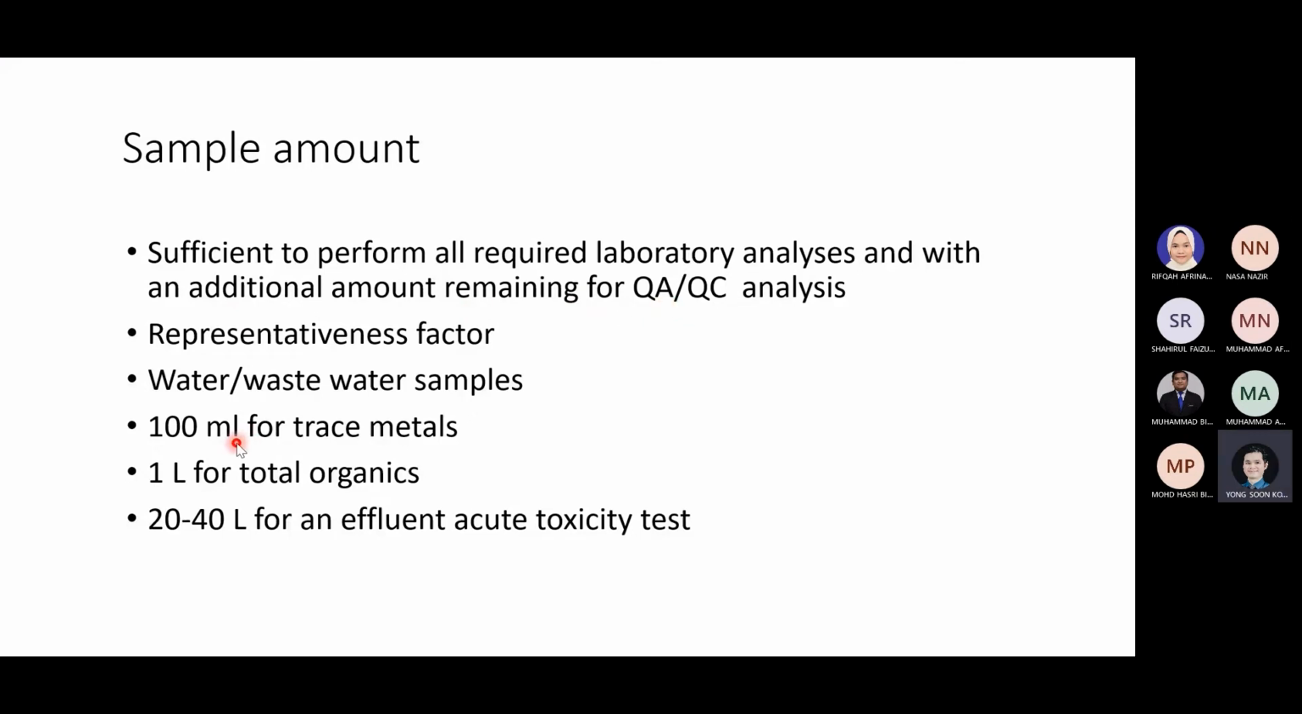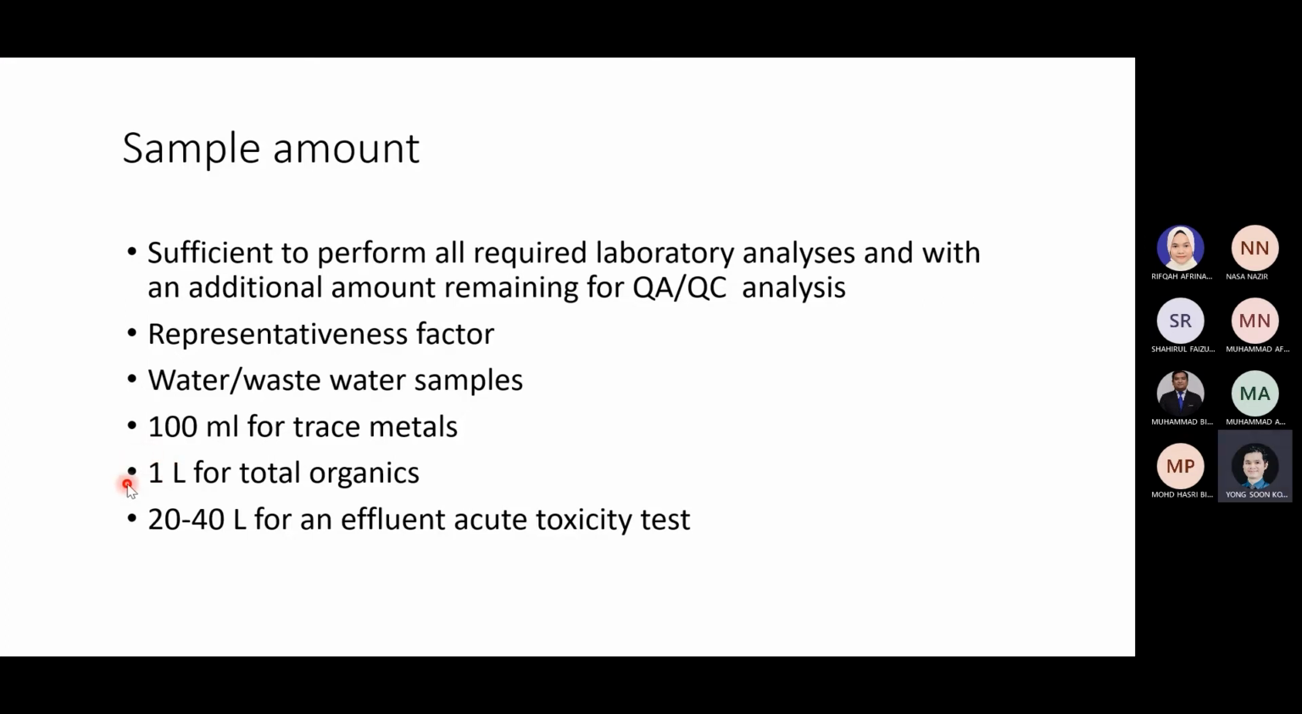As you can see right here, for trace metals, maybe 1 ml is enough per sampling point. Whereas for total organics, you might need a little bit more, 1 liter. The reason is that organics, if it is a pollutant, just like VOC and SVOC, are not expected to dissolve too well in water. So you can expect a very low amount in your water sample. That is why having more is always a good idea.